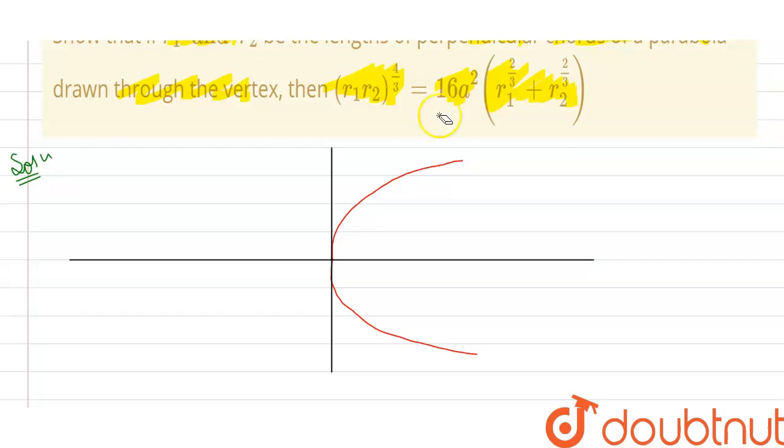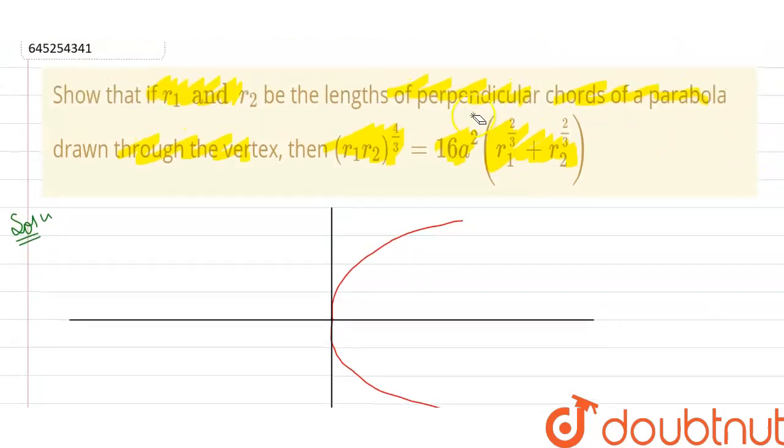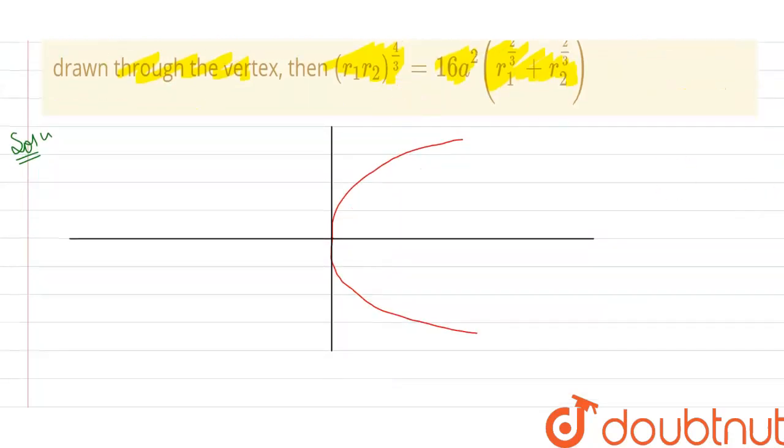Now it says that we have to draw two perpendicular chords through the vertex of the parabola. First, let's draw the vertex line here, which is parallel to the y coordinate axis. Basically we have to draw two chords perpendicular to each other. So from the vertex, this is how I can draw the lines, to this point and then to this point here.